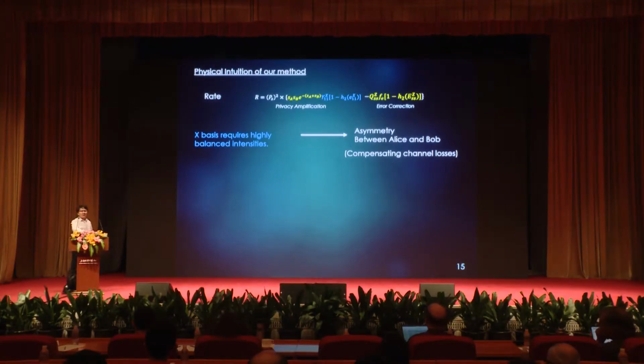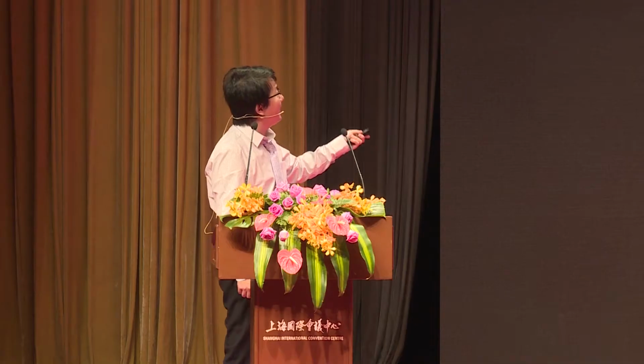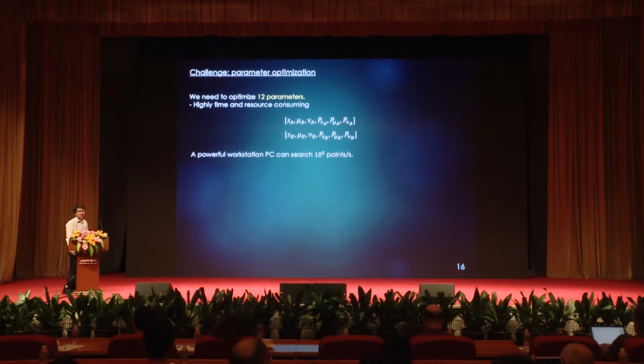So now, the reason for our protocol to work is two kinds of asymmetries. The first kind is an asymmetry between Alice and Bob. They choose different intensities to compensate for the channel loss and get a good visibility in the x basis. But moreover, there's an asymmetry between the x and the z basis as well. That is because, as we said, the x and the z basis have very different reasons for the QBER and behave very differently in the presence of asymmetry. So by decoupling the x and the z basis for optimization, we can choose different strategies for the decoy states in the x basis and the signal states in the z basis for an optimal choice of intensities and a best key rate. So now, having defined the intuition, let us introduce how do we choose the best parameters.